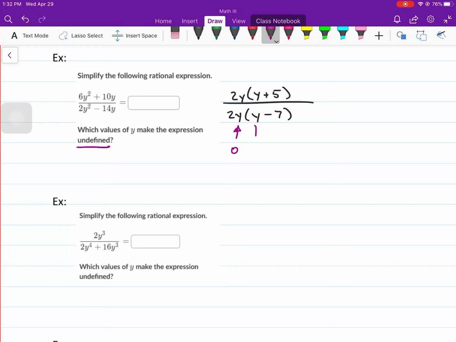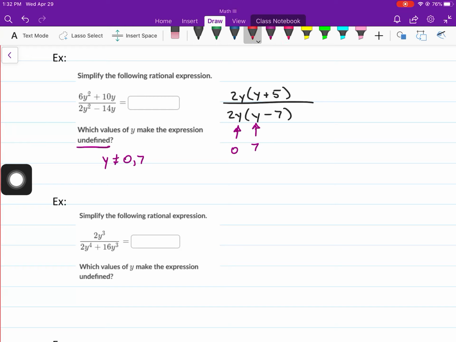Before canceling right now, I want to look and see when this is undefined. Well, if y is 0 and if y is 7, then our function would be undefined because that's what would cause a 0 on the bottom. So I'm going to say y can't be 0 and y can't be 7, because that's what's going to make the expression undefined, because we can't divide by 0.